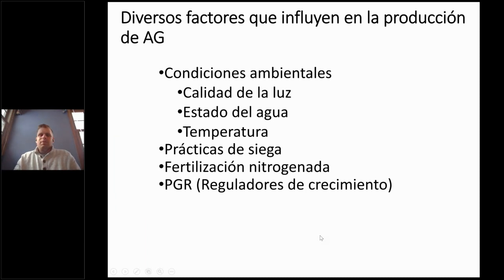They include environmental factors like light quality and quantity. Is it shaded or not shaded? What's the water status of the plant? Is the plant starting to get a little bit of water limitation? Before we can even see wilt, the plant will start to shut down and hold on to its water. Temperature is a big one. If it's too warm or too cold for that plant, the plant starts to shut down its growth rate, and we don't see as much gibberellin being produced.